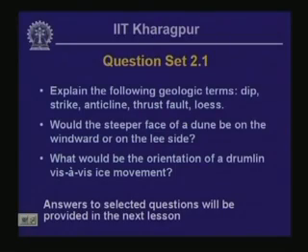We finally end this session with a set of questions that you should try at your leisure, and as we did in the last presentation, I am going to provide brief answers when we meet for the next lesson. You should try to explain the dip, strike, anticline, thrust fault, and loess. You should explain the slope on the windward and the lee side, whether the slope of a dune is likely to be steep on the windward or on the downwind direction, that is the lee side.